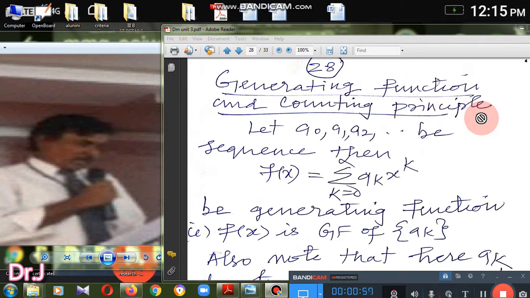So when we compare the generating function with the counting principle, we have some idea connecting the coefficient of the generating function and the counting principle, the counting of the number of two taken at a time out of n elements. Like that we can have some idea.